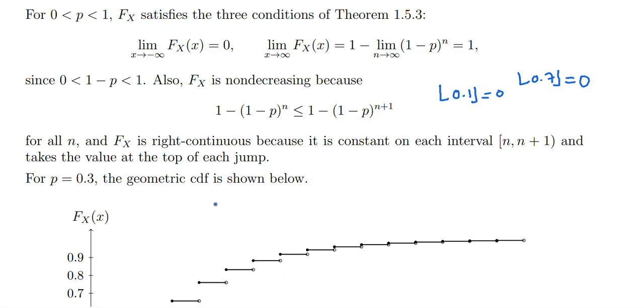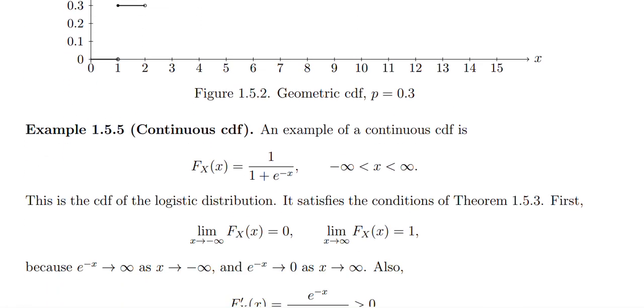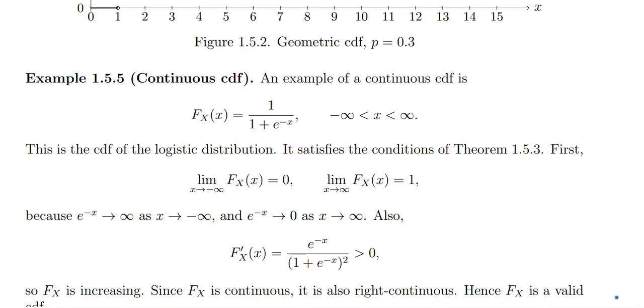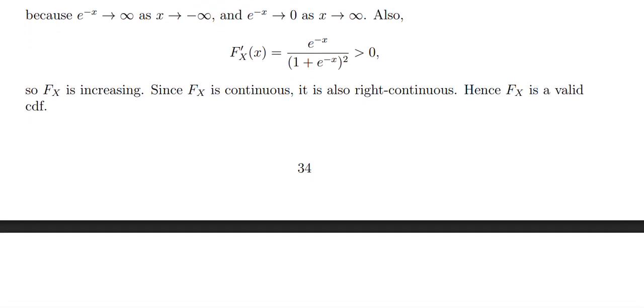For p equals 0.3, the geometric CDF is shown below. And this example is the example of a continuous CDF. In this logistic distribution, we can see this satisfies: as x approaches negative infinity and positive infinity, this is 0 and this is 1. By taking the derivative, it is positive, so it's not decreasing. Since it's continuous, it would be right continuous. So that's why it's a valid CDF.